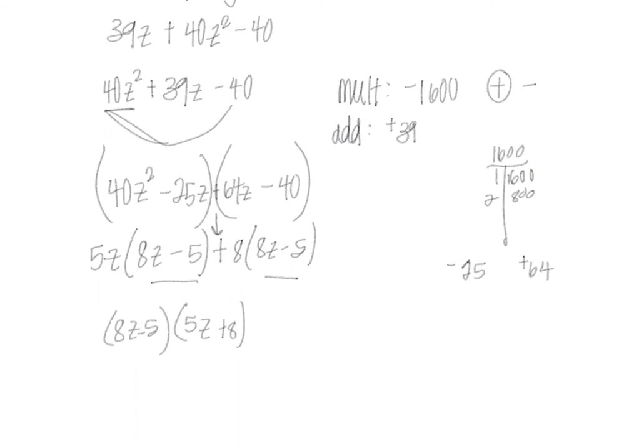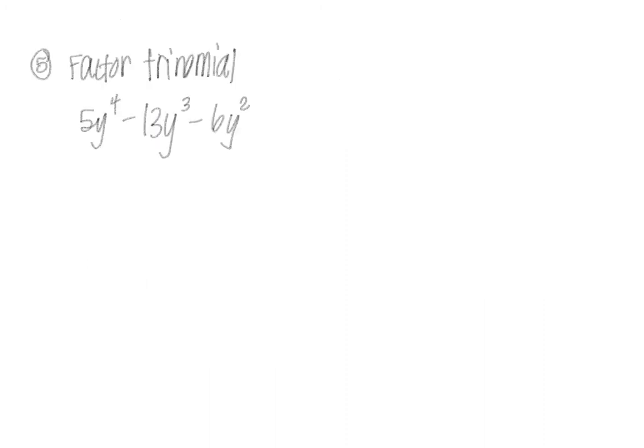And the direction said factor completely, so you are done. If it said solve, you would set those factors equal to 0 and solve for z, but factor completely, so we're done. Factor trinomial. Step 1, is it in order? Powers are in order. Might as well be. Step 2, GCF. There is not a number in common, but I can take out a y squared and be left with 5y squared minus 13y minus 6, okay?